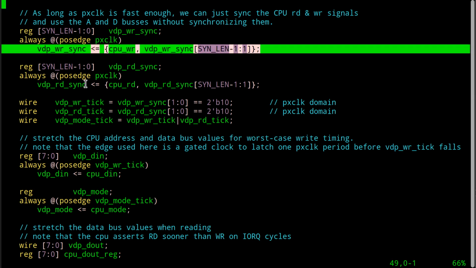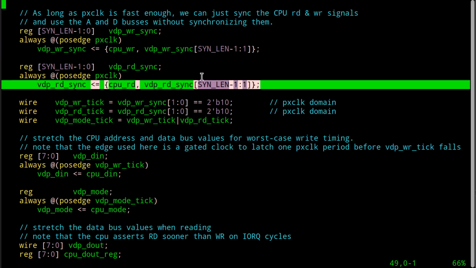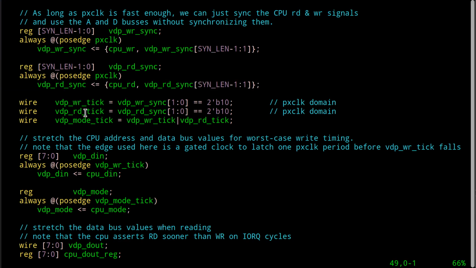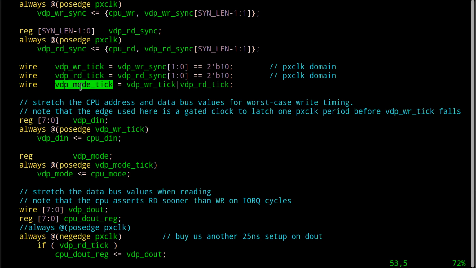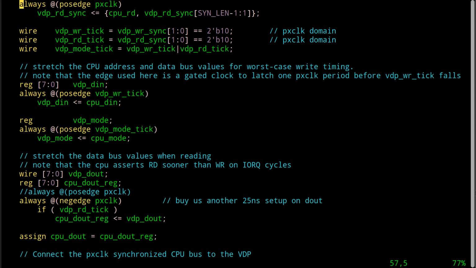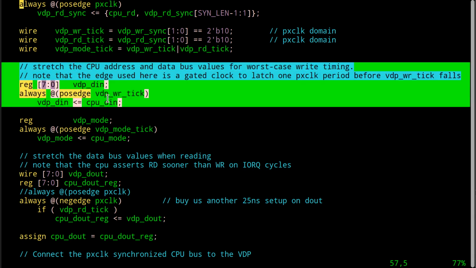So for the writing and the reading, these are the shift registers. Here's the tick signal that is getting decoded by asking if the 2 write bits are a 1, 0. Perfect. There's a mode tick that you also see. This is a tick signal that goes true if either of these is true. It's just a simple OR. And then what do we got here? This is the thing that steals the data.